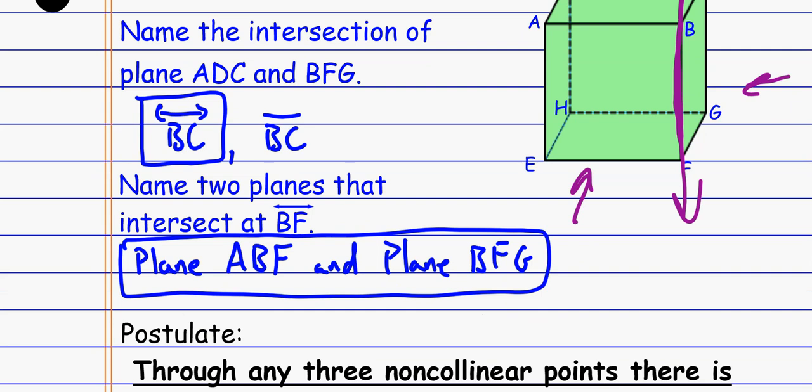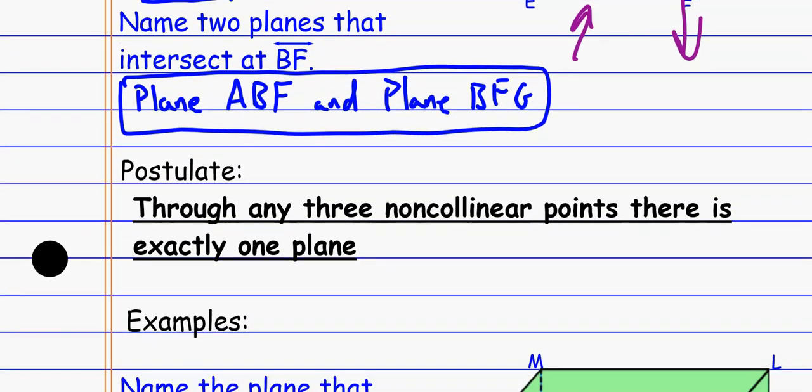We're going to look at one more postulate, and this is that kind of thing that I've mentioned a couple times. When we label a plane, it can't be points that are all in a line together. Through any 3 non-collinear points, there's exactly one plane. And that's why when we label something like a plane, we have to use 3 non-collinear points. We can't use points that are in a line.